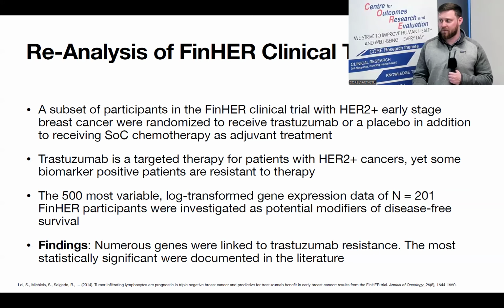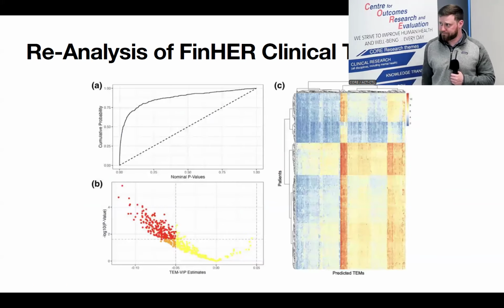So what we did was take the 500 most variable log transformed genes of the 201 patients in this trial with gene expression data and ran it through our TEM-VIP for disease-free survival. Our findings were that there are numerous genes linked to trastuzumab resistance, and that most of these genes were already documented in the literature, or at least the most significant ones were.